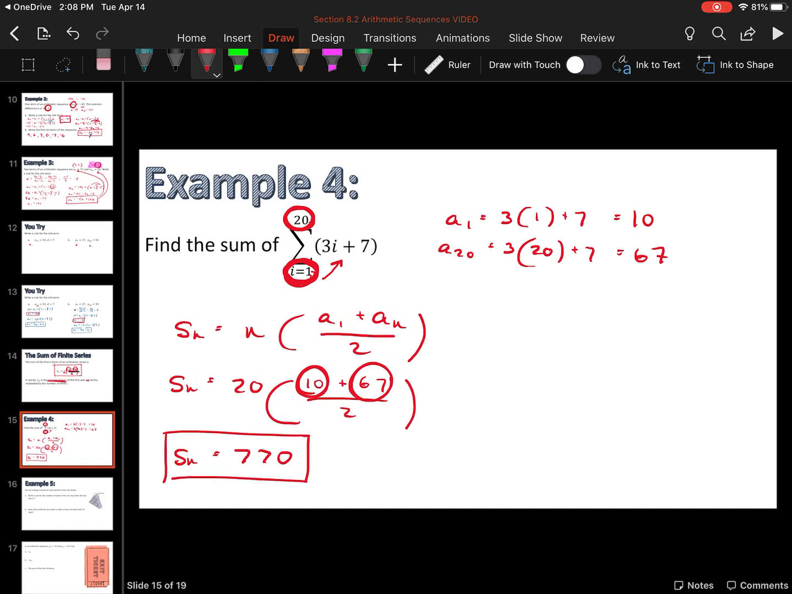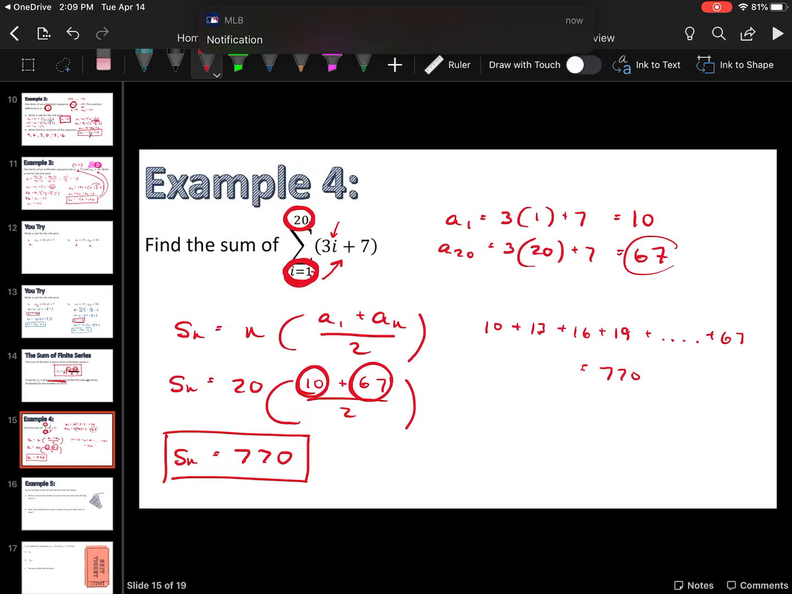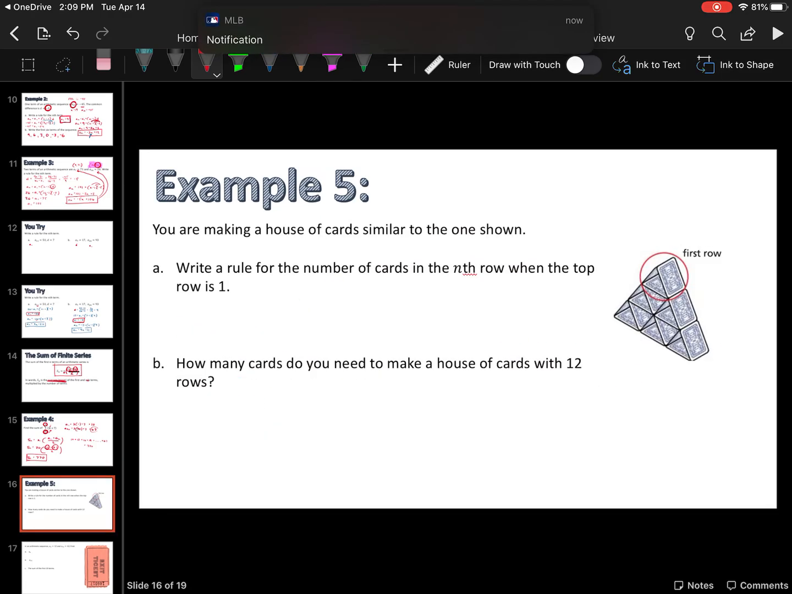Now you could do that by hand, it would take you a while, but you could say the first term is 10. If you plug in 2, the second term would be 3 times 2, which is 6, plus 7, that would be 13. The third term would be 16. The fourth term would be 4 times 3, 12, plus 7, 19. So we're going up by 3 each time, and keep adding these up until we get to the 20th term, which is 67. That will all add up to 770. So this formula gives you a quicker way to do it.